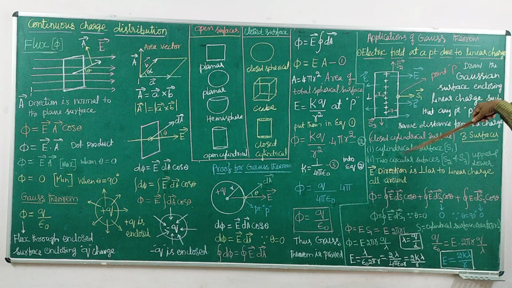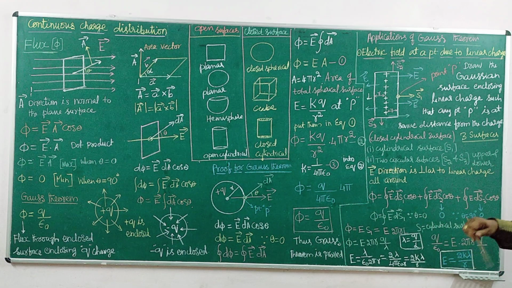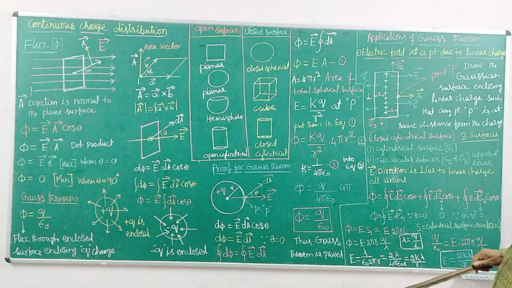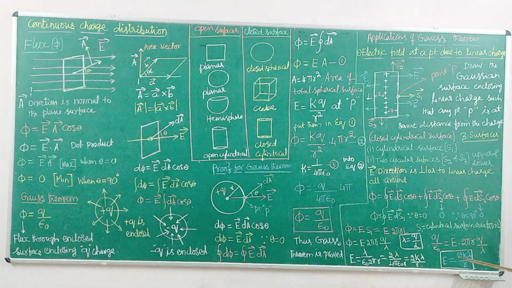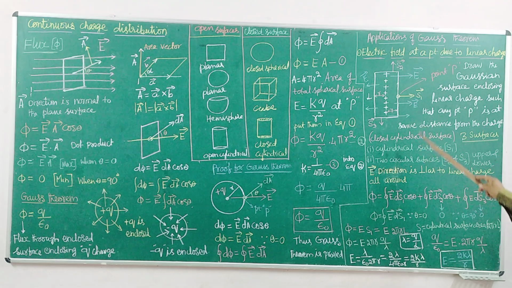It may be a linear charge; here I have shown only a linear charge. It also works for surface charge and volume charge as well. So this is the easiest mathematical way to arrive at the electric field. This was already derived in the previous class using other mathematical methods. So this is the easiest way. Look at that.